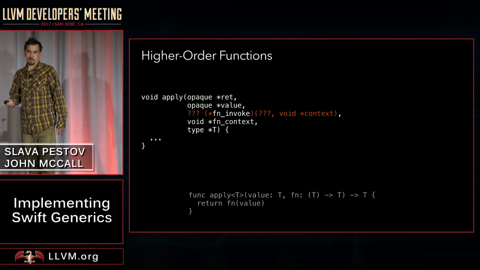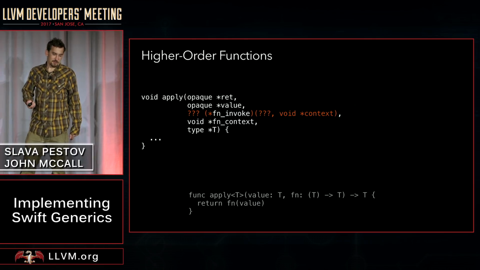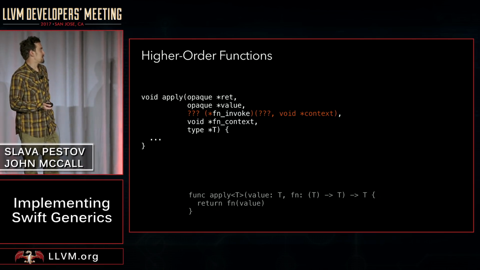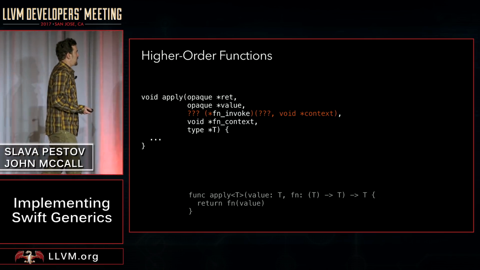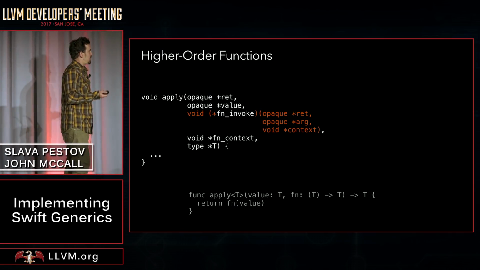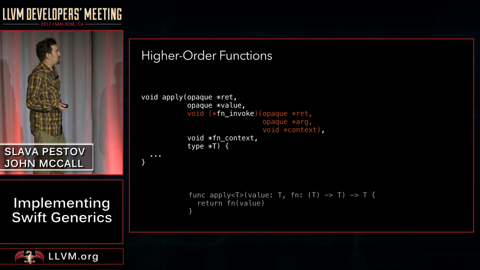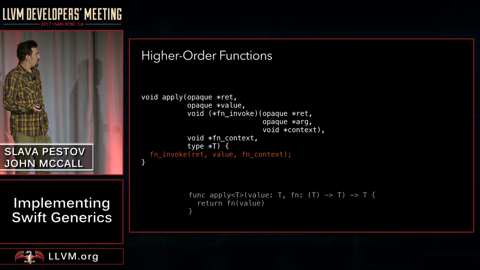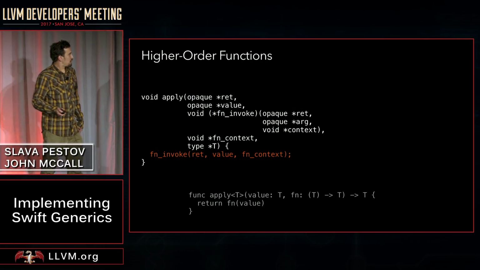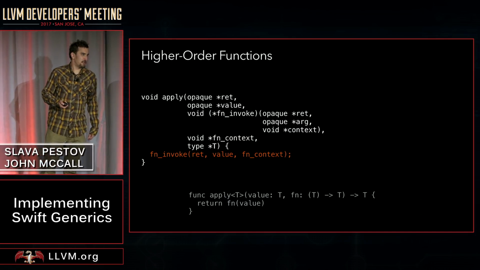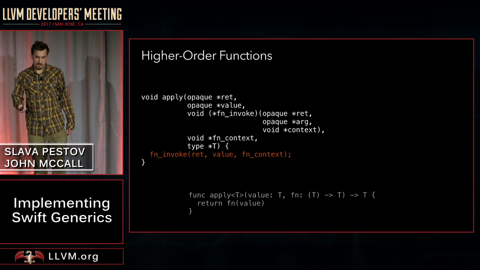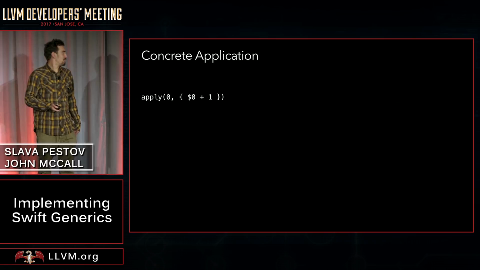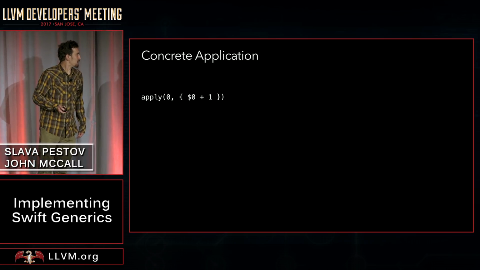Well, closures can capture values from outer scopes, so you have to pass in some kind of context as well as a function pointer. And then this function pointer, as before, takes an input and an output indirectly because they have a generic parameter type. And to call the closure, I call the function pointer passing in the context. So nothing really incredible going on there.